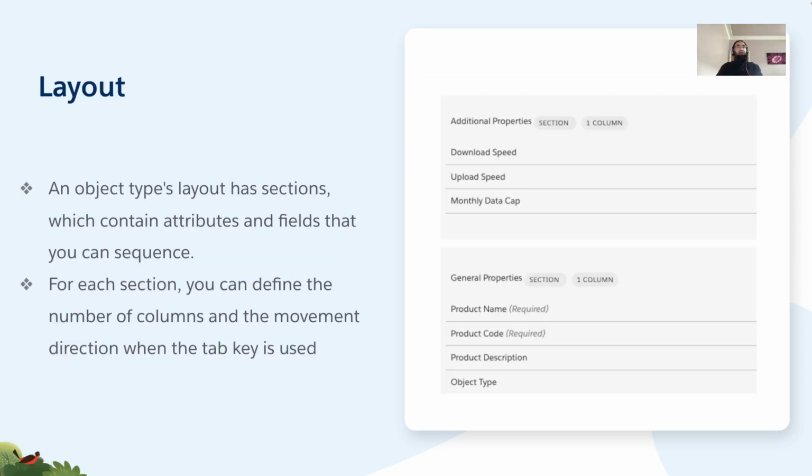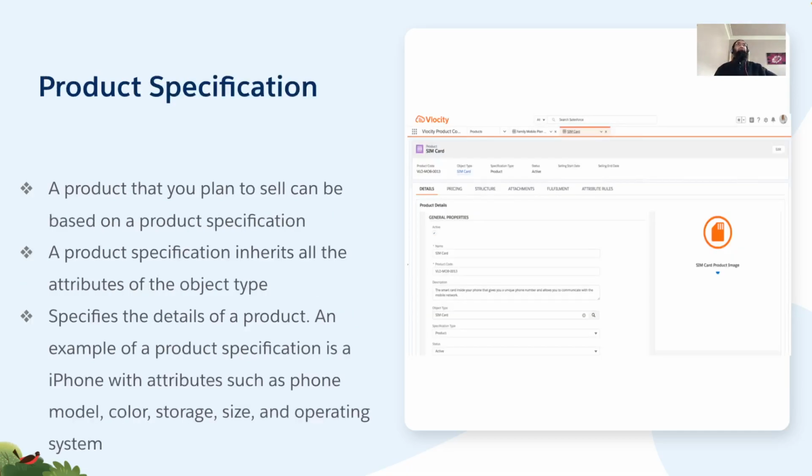Let's move on to layouts. Layouts are similar to Salesforce page layouts. They allow you to control the layout and the organization of the object types, attributes, and fields. You can customize the sections, you can move them up or down, and you can customize which attributes and fields you would display in each section.